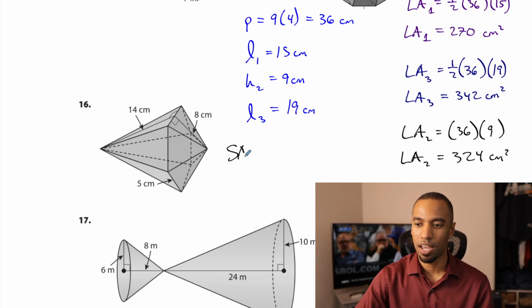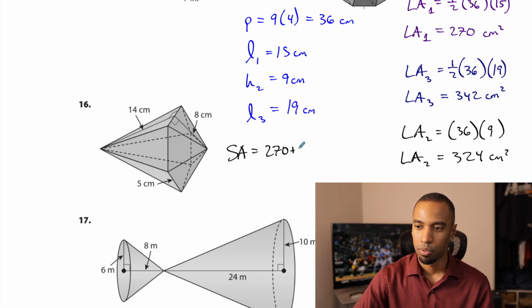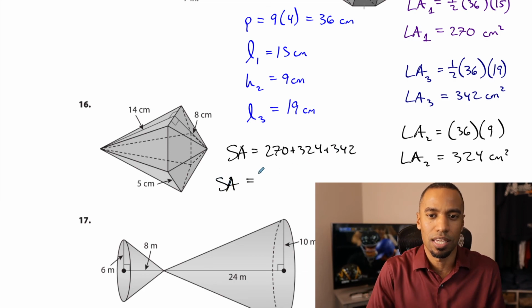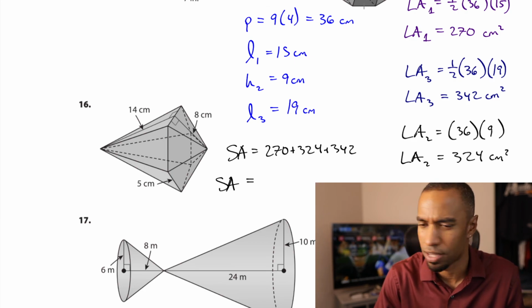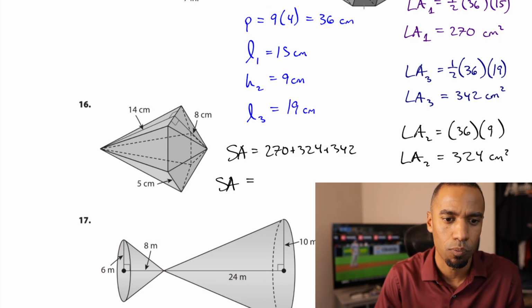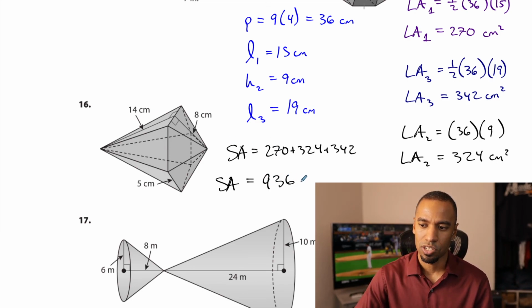So for the surface area of all three of those, we got to add all three of those up. 270 plus 324 plus 342. No pi's within these, anything like that. Just got to add those up. 324 plus 342 plus 270, and we are getting a grand total of 936 square centimeters.